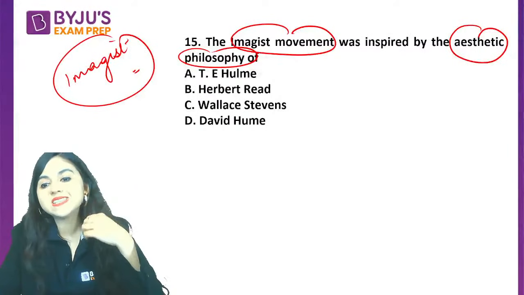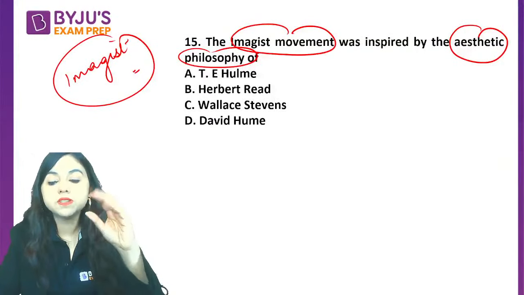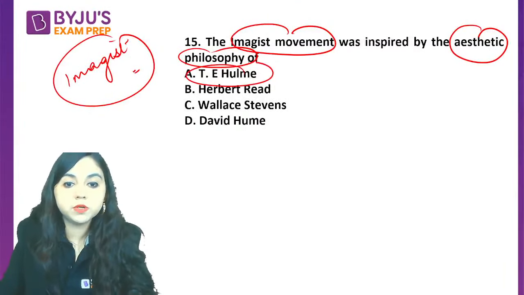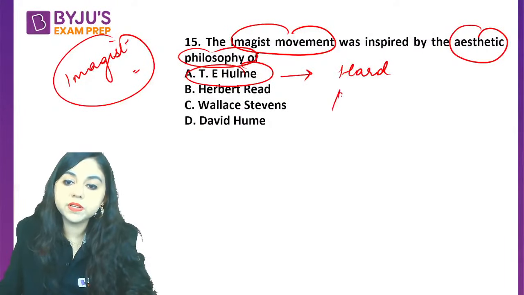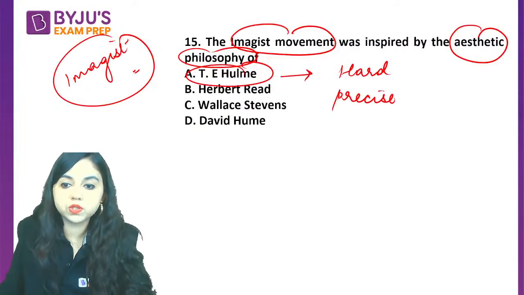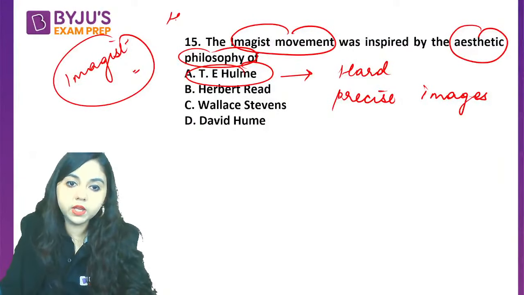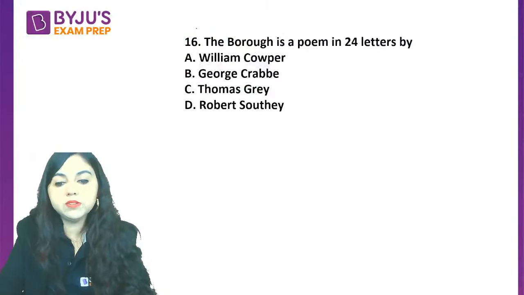Hulme was talking about his dissatisfaction with contemporary English poetry, and he was talking about hard and precise images. What was he trying to suggest? Hard and precise images have to be used. That is what he was saying. And remember, it was also getting influenced by Japanese haiku poetry.